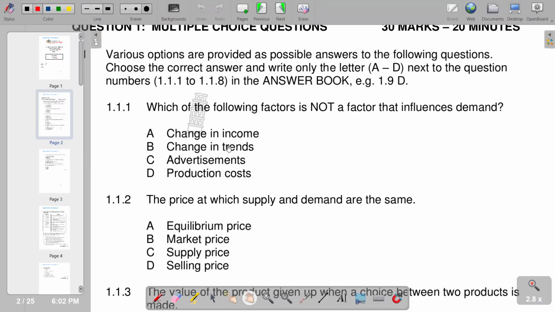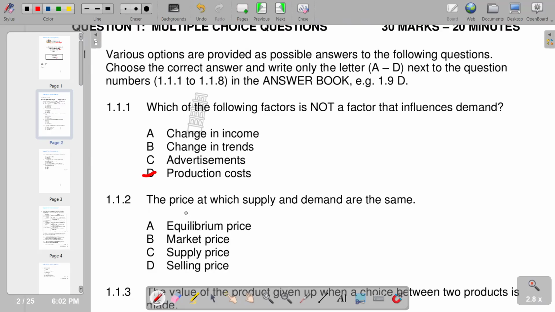So you see that production cost is not a factor that influences demand. Remember, production costs affects supply. So production cost influences supply, whereby we say when we've got low production costs, we are going to see supply increasing. When we have got high production costs, we have got supply decreasing. So that's basically what we have.